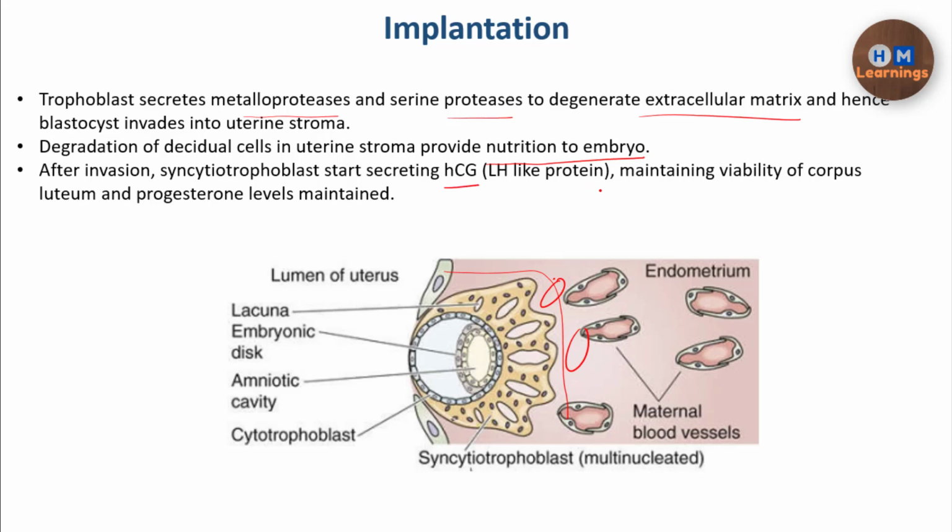which is an LH-like protein, which is going to maintain the viability of the corpus luteum, so the progesterone levels are maintained, and the pregnancy is maintained. So this is about the implantation, which includes 3 stages, starting from apposition, adhesion, and then finally invasion. The implantation window is just a duration of 2 to 3 days, starting from the 19th day to the 21st day, and we are hoping that by the 22nd day the implantation process is completed.